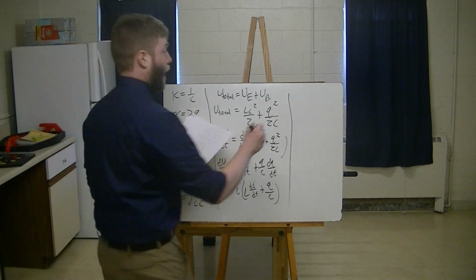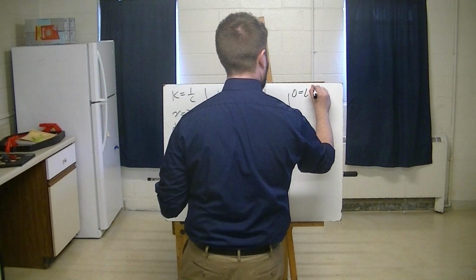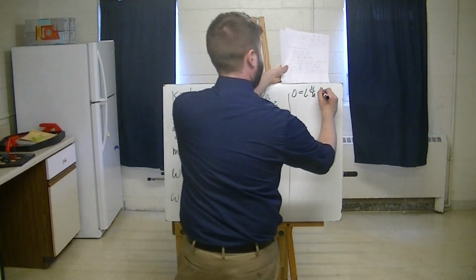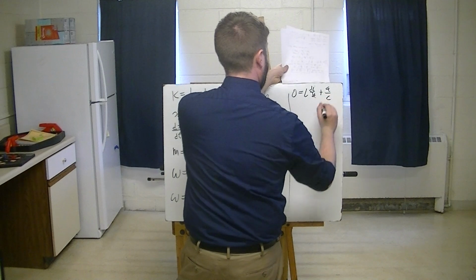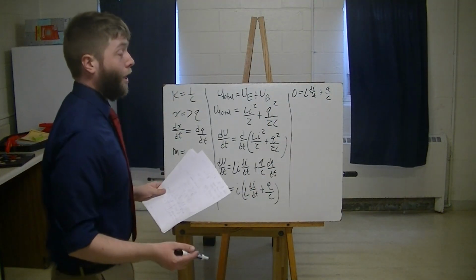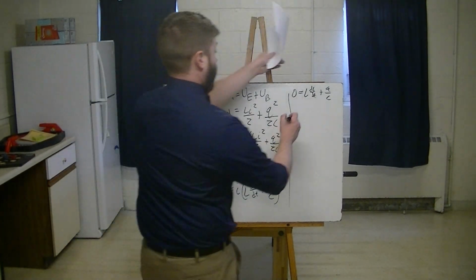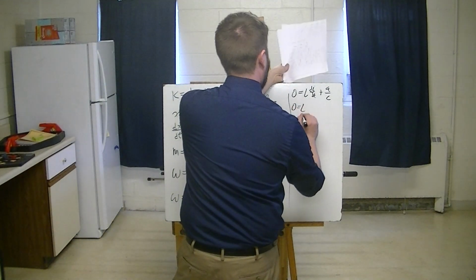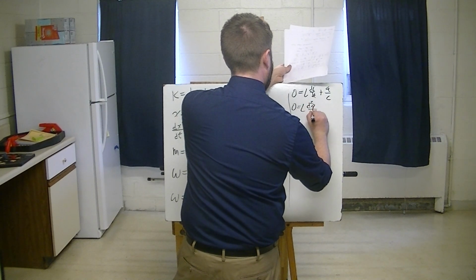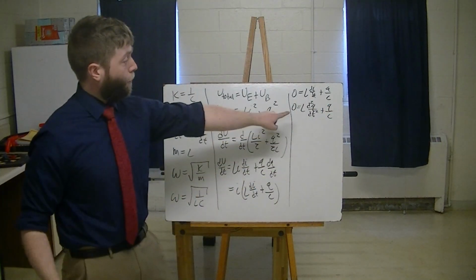So that means I've got 0 is equal to L di/dt plus Q over C. And now di/dt can be written as the second derivative of the charge with respect to time. So I've got 0 is equal to L d squared Q/dt squared plus Q over C. Okay? So this is my differential equation.